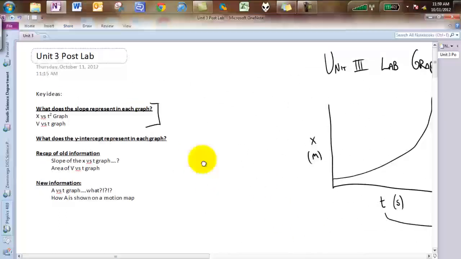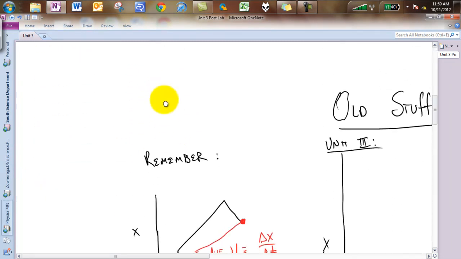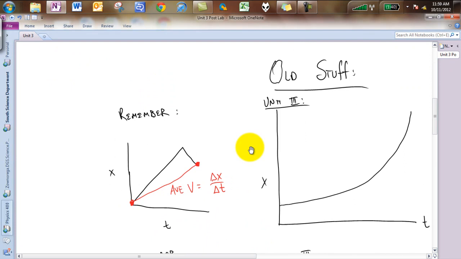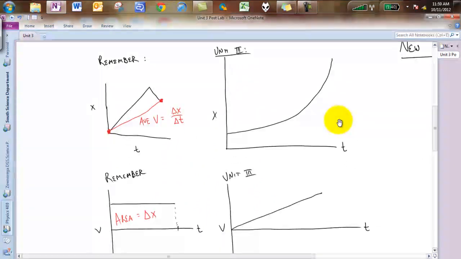Whew. So going on over here, slope and y-intercept for the x versus t graph and the v versus t graph, check. We got this new term called acceleration. We need to be able to use that effectively and know really what it means. And we're going to see y-intercepts, got that done too, halfway through the list. Good. Recap of old information. Alright, so old stuff from last unit.